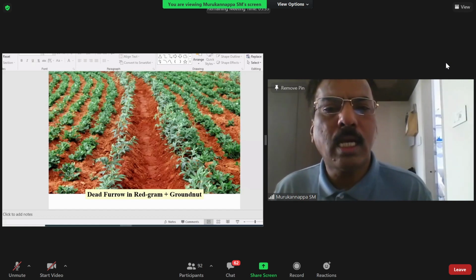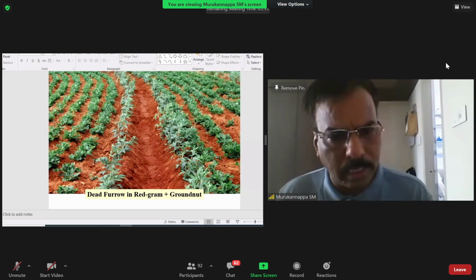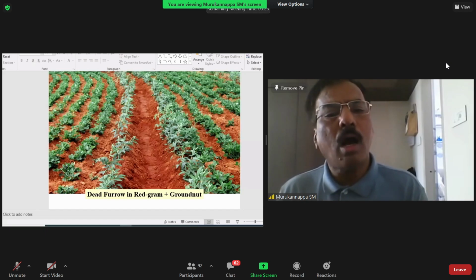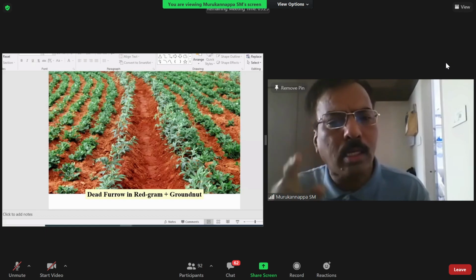So if somebody is asking, what is the difference between contour cultivation and ridge and furrow? They both are the same. In contour cultivation, all the crops are sown across the slope, or on the contour.